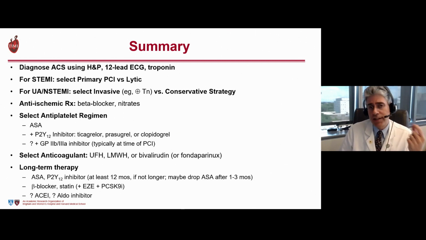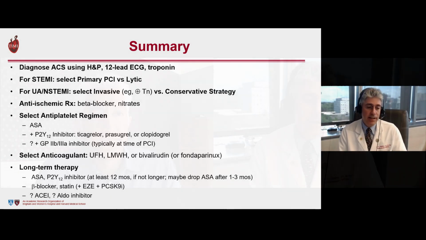prasugrel. We'll select an anticoagulant, almost always unfractionated heparin, long-term aspirin, P2Y12 inhibitor, some debate about dropping the aspirin, but certainly keep the P2Y12 inhibitor going for a long time. Beta blocker, statin, I would typically add ezetimibe and PCSK9 inhibitor to drive that LDL cholesterol down. And then for appropriate patients, ACE inhibitor and aldosterone inhibition. So I'll stop here and see if Dr. Desai, there are any questions.